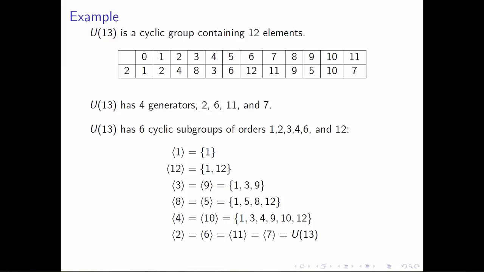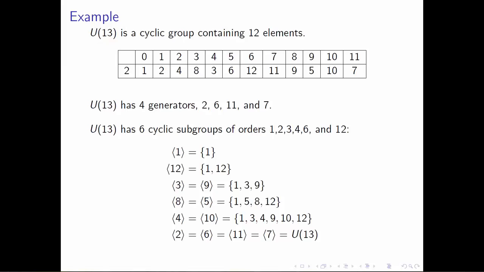And if we would have stared at that document a little bit longer, we would have noticed that U of 13, this cyclic group that has 12 elements, also happens to have 6 cyclic subgroups. And the orders of those subgroups are 1, 2, 3, 4, 6, and 12. And you can list them out right here. And this is something you could easily check in your own version of Excel in this spreadsheet. And we've got what the groups are right here. So in this very last line, all of U of 13 is generated by 2, 6, 11, and 7.